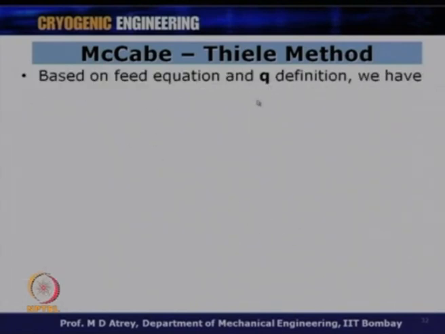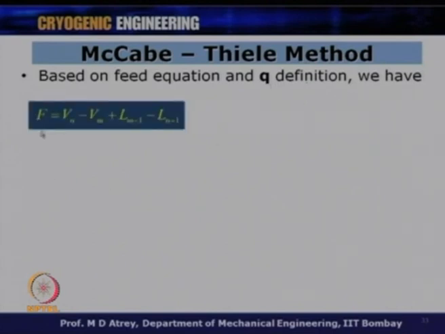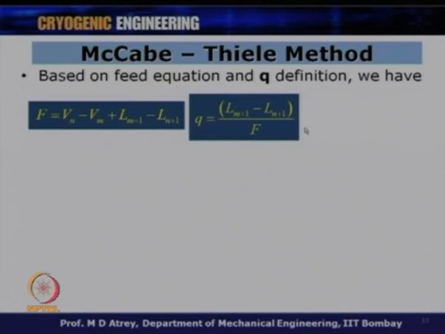Based on the feed equation and Q definition, we have a feed equation, F is equal to something, and we have a Q definition also, which is Lm plus 1 minus Ln plus 1 divided by F. This is my F definition, this is my Q definition, and if I calculate from here, Vn minus Vm is equal to, putting this value as Lm plus 1 minus Ln plus 1 upon F, I get an expression like this: Vn minus Vm, the vapor mole difference, is equal to 1 minus Q into F, representing the vapor mole difference in terms of Q and F.